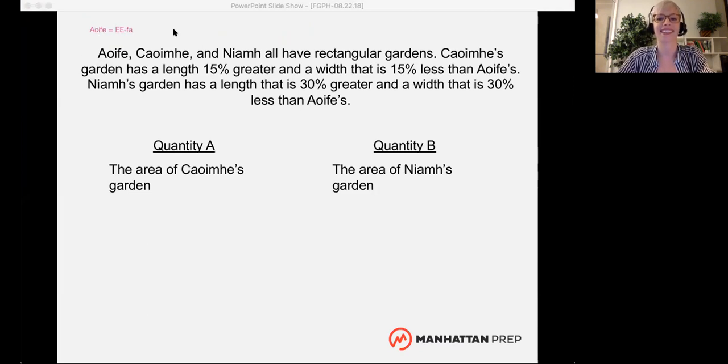Second one, it's pronounced Cuiva. And the third one, maybe some of you have seen that before. Does anyone know how to pronounce that one? No, it's pronounced Neve, or sometimes Niev.